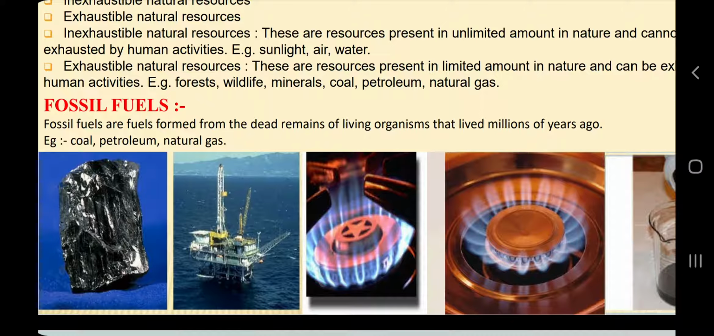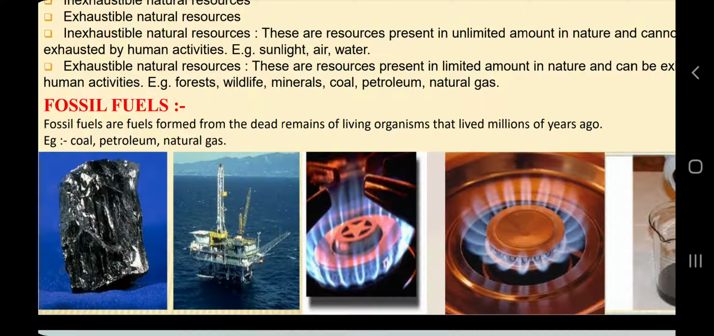So the rocks which have layers are called sedimentary rocks, and in those layers we find some ancient remains of living organisms. Okay, or at that time they were living, actually dead organisms. So those remains are called fossils. The fuels we get from those fossils are called fossil fuels.